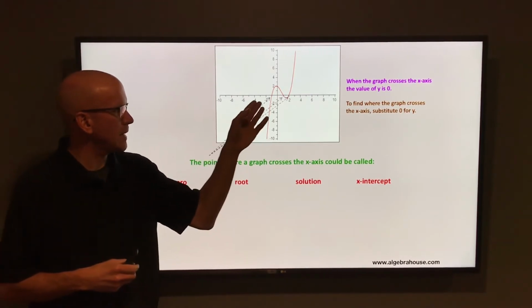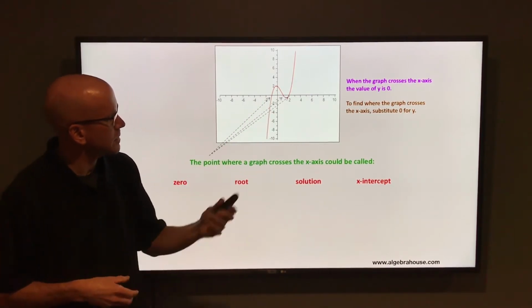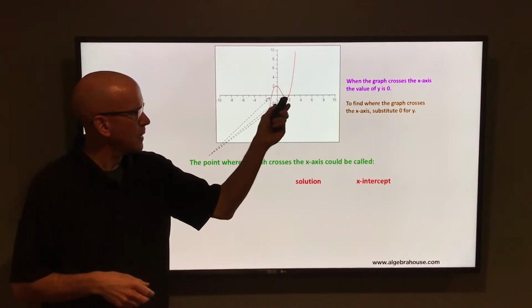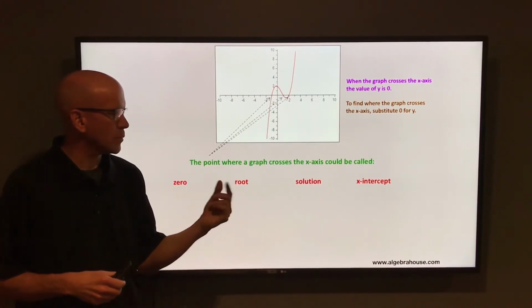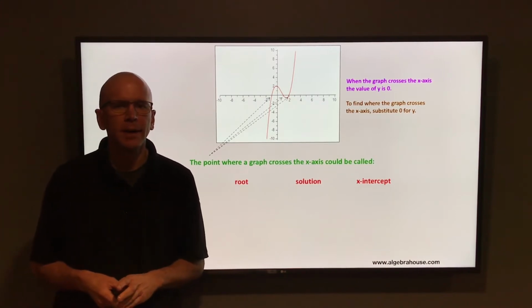So where it hits the x-axis, in this case it's hitting the x-axis at negative 1, at 1, and at 2. Those could be called zeros, roots, solutions, or x-intercepts.